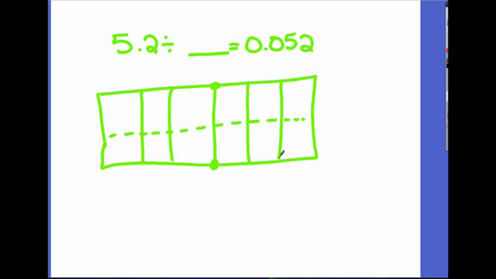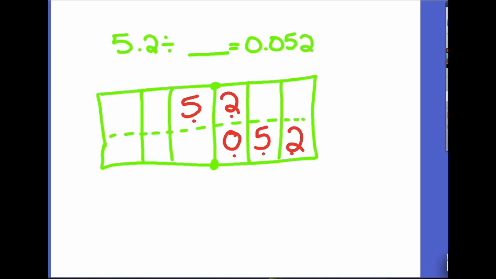Okay, go ahead and figure out what that answer would be. 5 2/10 divided by what equals 52 thousandths? So the question is, how do we go from this place to making our number look like this? You have to decide, what do you need to divide 5 2/10 by to get 52 thousandths?